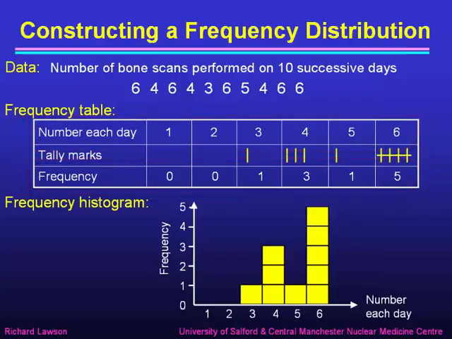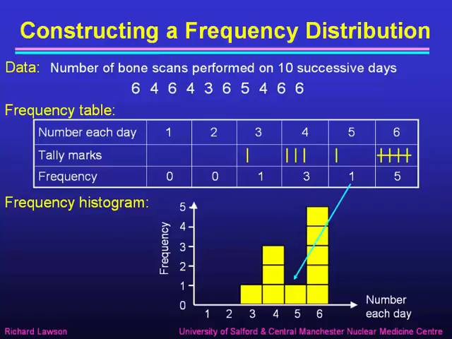We're going to plot that as a frequency histogram like this, which shows the frequency of occurrence on the vertical axis against the number of bone scans each day on the horizontal axis. There were no days on which we did 1 bone scan, no days on which we did 2 bone scans, but there was 1 day on which we did 3 bone scans, so we have a block of 1 in that column. On 3 days we did 4 bone scans, so we have 3 blocks there.